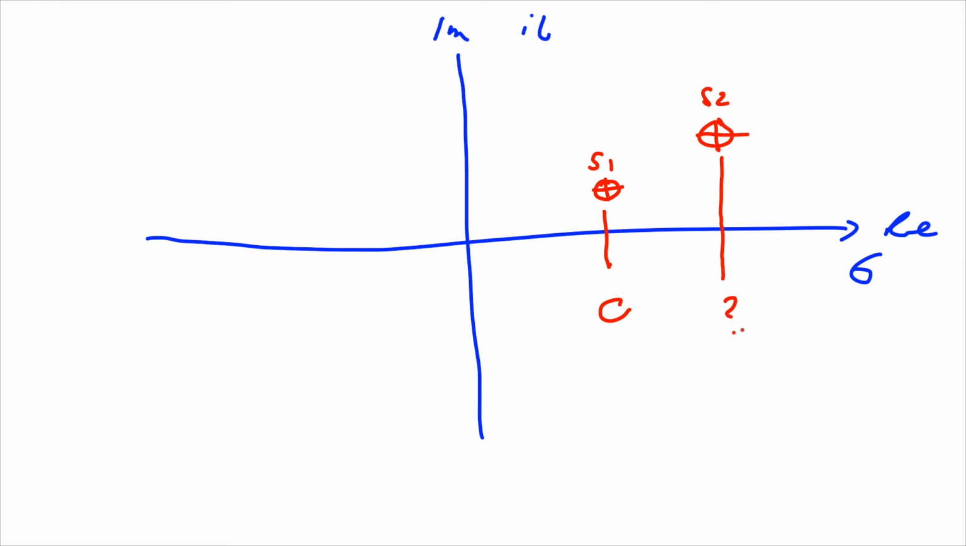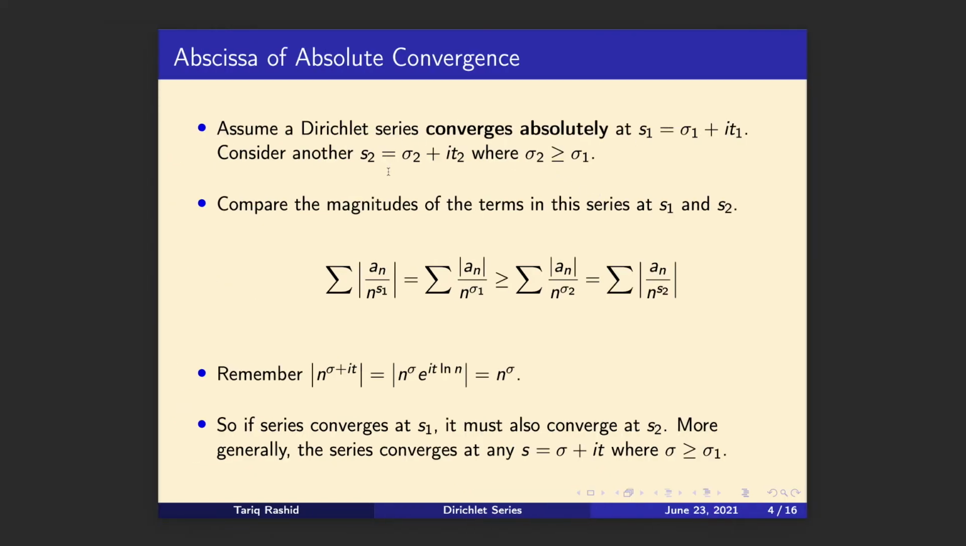Well, we've given you the answer already. We've said that to the right of a half plane of convergence it all converges, but let's say we didn't know that. So our ground fact is that it converges at this point. What happens at another point to the right of it, where sigma 2 is more than sigma 1? So let's explore that. Let's look at the magnitudes of the terms because we're talking about absolute convergence: the magnitude of a_n over n to the s1.